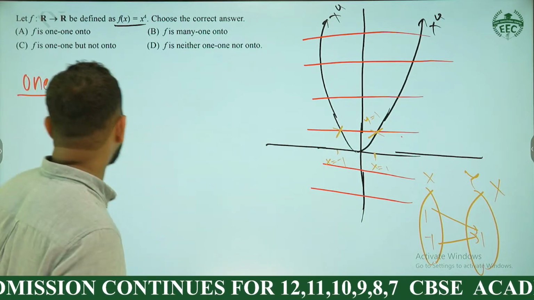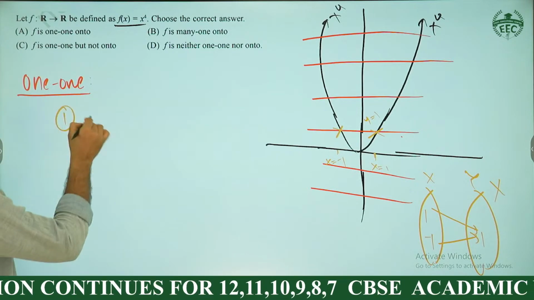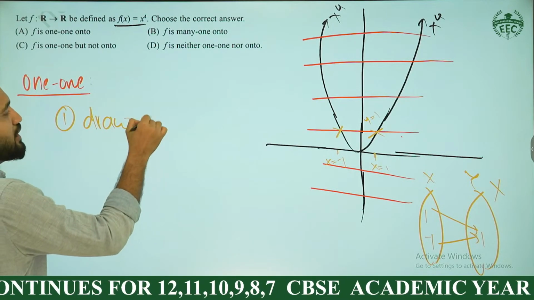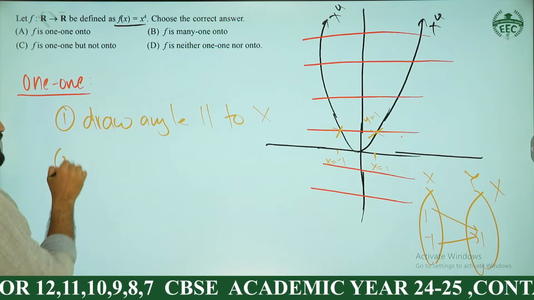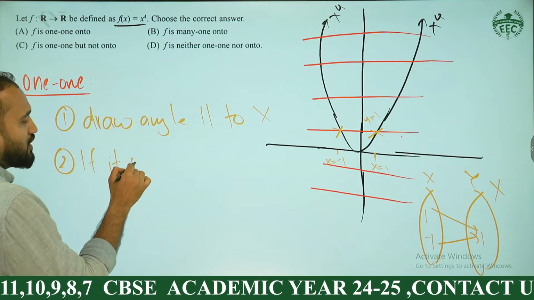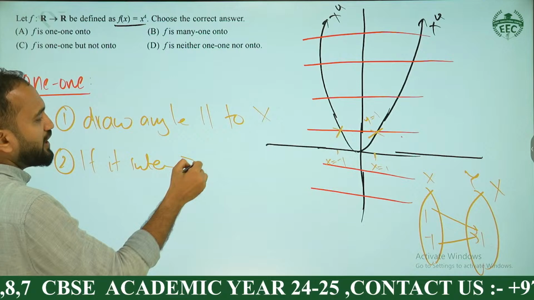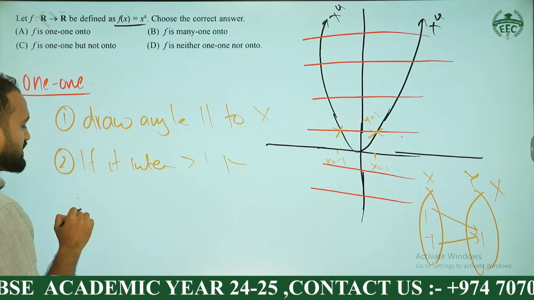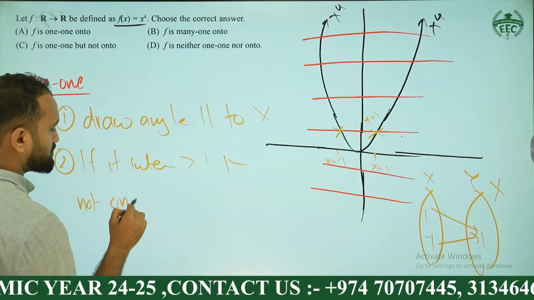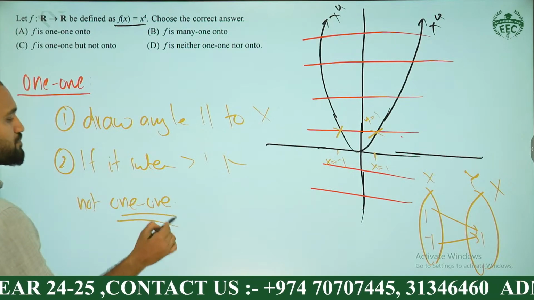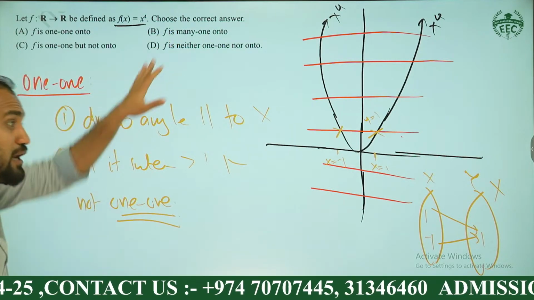Okay, so remember the algorithm. The first one is draw any line parallel to the x-axis. Number 2, if it intersects at more than one point, it means that they are not one-one. So they are not 1, 1. Okay, now this is a graphical method of proving.